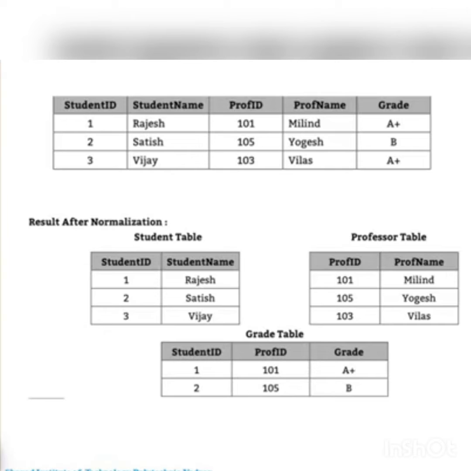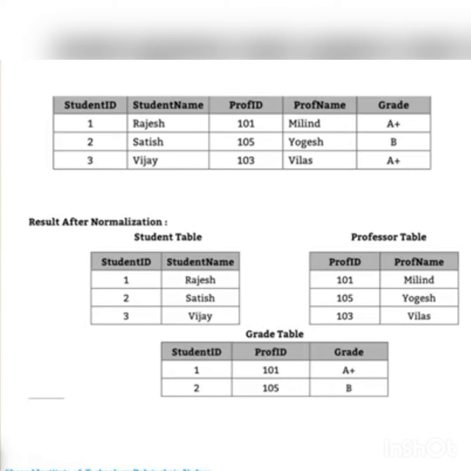Note that if the primary key is not a composite key, are you getting? If the primary key is not a composite key, all non-key attributes are always fully functionally dependent on the primary key. A table that is in the first normal form and contains only a single key as the primary key is automatically in second normal form. This is all about the second normal form.